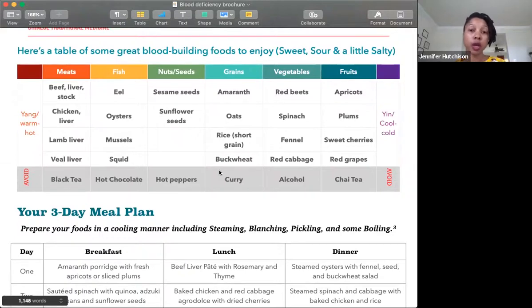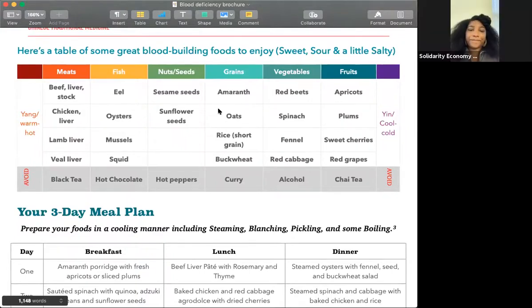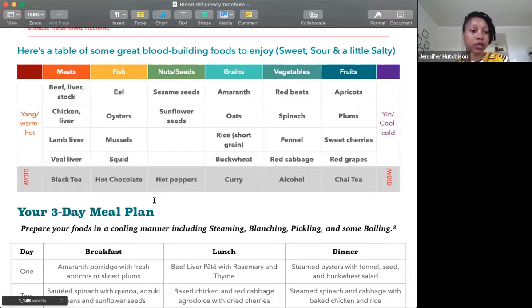For Chinese nutrition therapy, foods do have, every food has a temperature, has a taste, and so you can help to balance the blood deficiency and move it into the right direction with foods that are sweet, sour, and a little salty. Okay. So here's a table, and I've organized it so that on the left side you'll see more hot, warming foods, and on the right side you'll see more cooling foods.